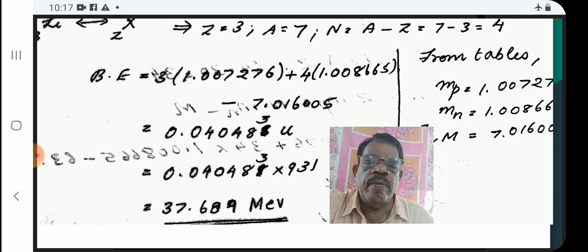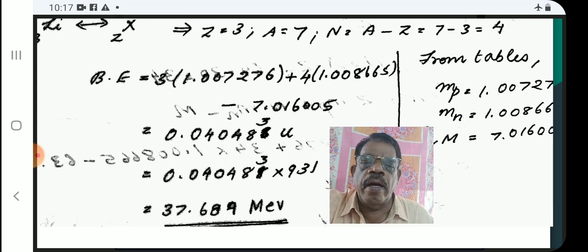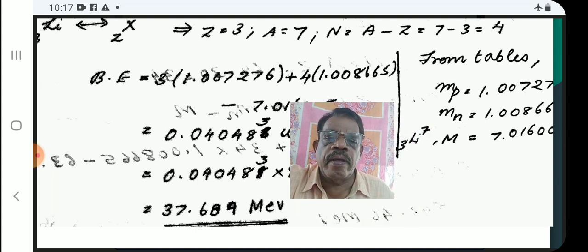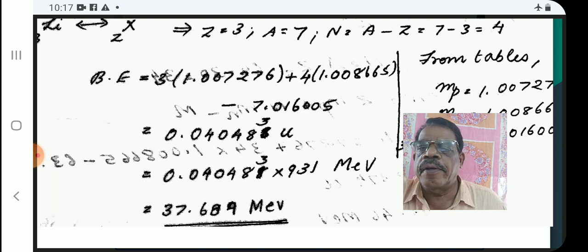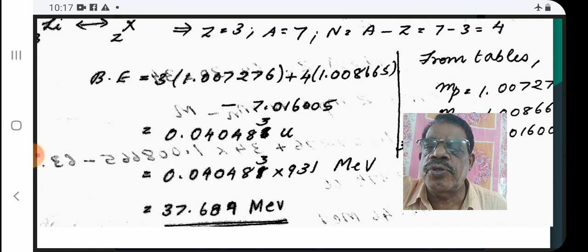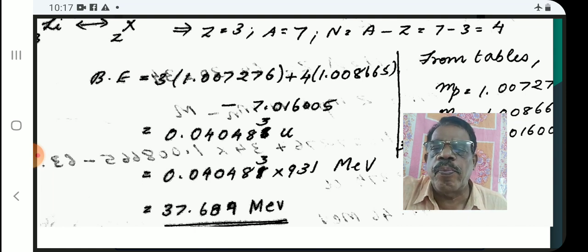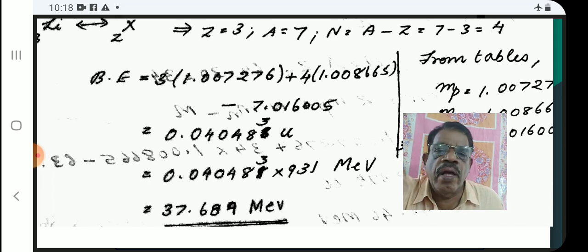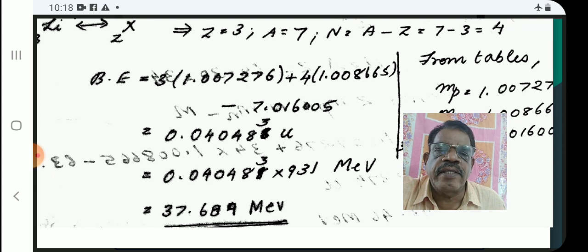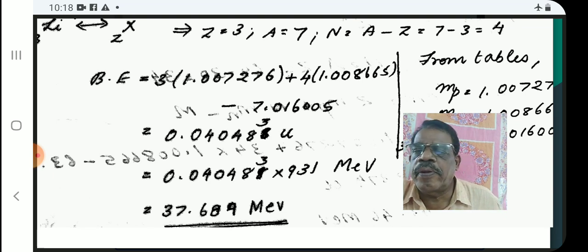We take data from tables: MB, MN, M. M is 7.016005, which is written here. B is equal to 3 into 1.007276 plus 4 into 1.008665 minus 7.016005.